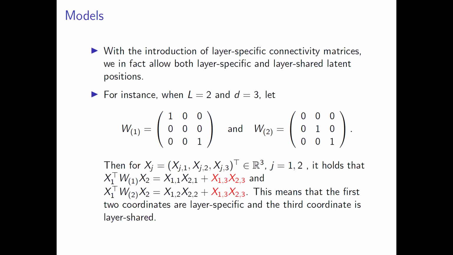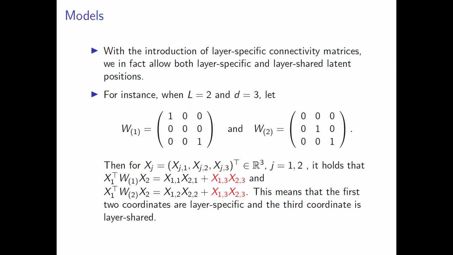So in this example, the number of layers is 2, and the dimension is 3. Suppose that the weight matrix for layer 1 looks like this, and the weight matrix for layer 2 looks like this. Then, if I look at the probability that node 1 and node 2 are connected in the first layer, versus the probability that node 1 and node 2 are connected in the second layer?